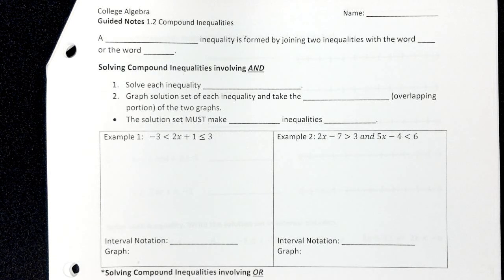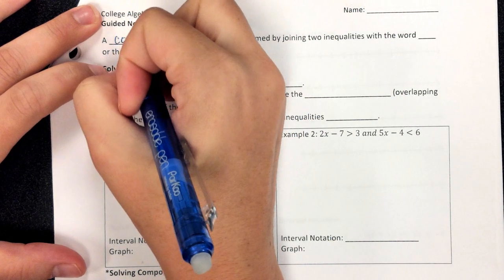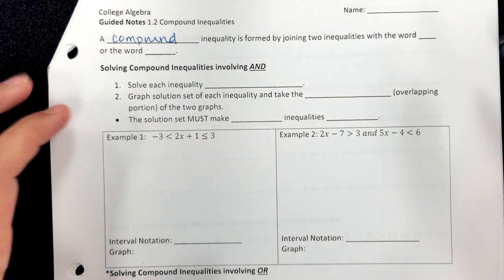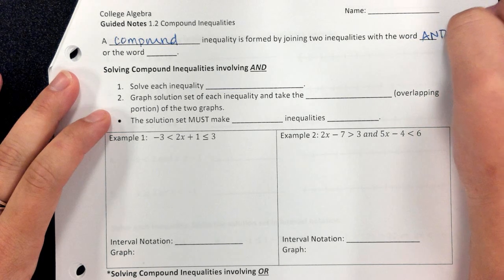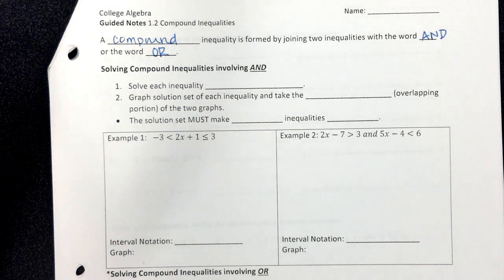All right. So these are compound inequalities. Compound inequalities just means it has more than one inequality. Okay? So a compound inequality is formed by joining two inequalities with the word and or the word or.